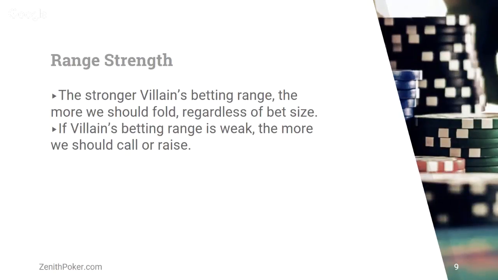You can just check-jam all of your strong hands, right? Because their draws are very strong. But basically, if they're betting hands that are close to the top of their entire range, then we should just fold, regardless of which size they're using. And on the other hand, if they're betting hands that are too weak, more hands from the bottom of their range, then we should call or raise more and fold less.